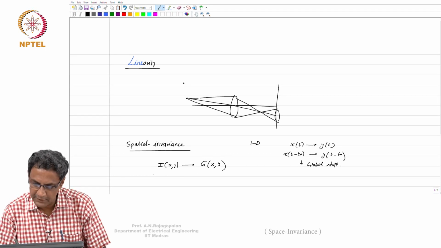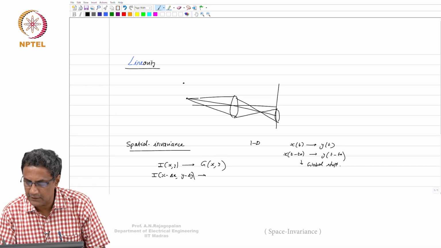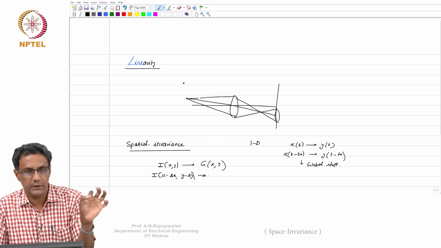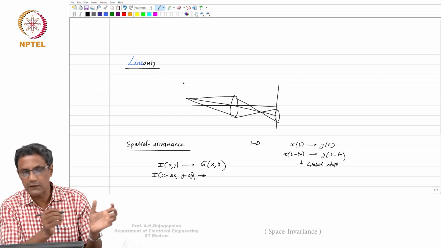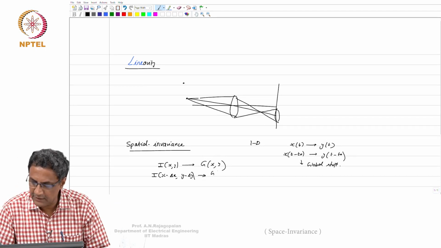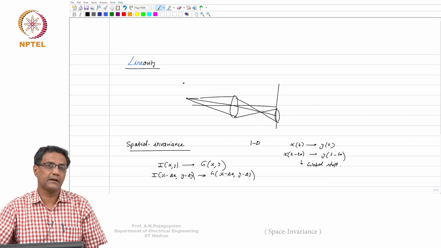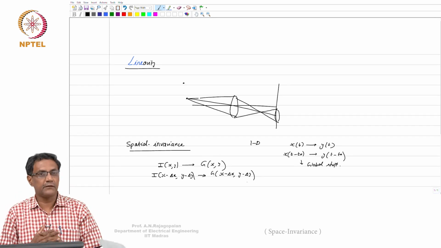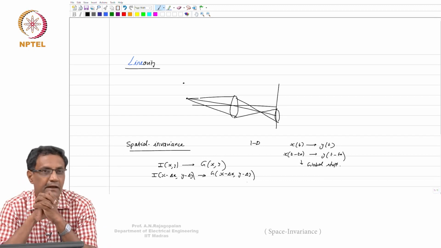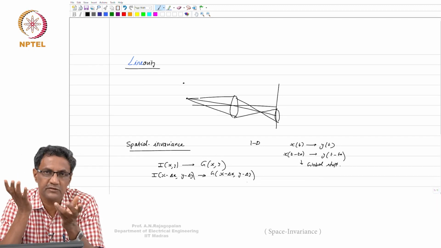Then if you do I of, let's say, x minus delta x and y minus delta y, all on the image plane again. Delta x, delta y is on the image plane. So if you can globally shift the image to right, left, top, bottom, then we want to check whether g also shifts by x minus delta x, y minus delta y, right? If this doesn't happen, then we can declare that this is not shift invariant or not spatially invariant. And we would like to have a system that is actually spatially invariant.